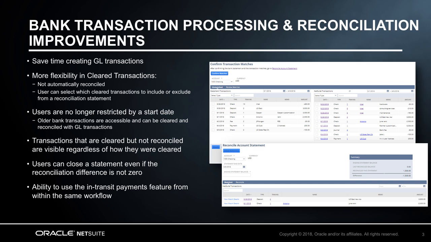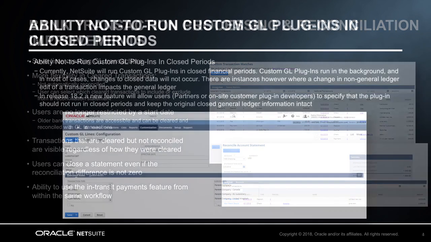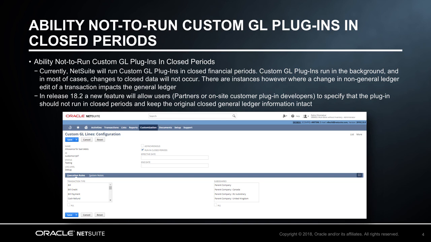The previous version, Reconcile Account Statement, followed the same concept, but for 18.2 has been split into two pages. 1. Confirm transaction matches, only matching and reviewing matches, and 2. Reconcile account statement, only for reviewing cleared transactions, confirming which cleared transactions you want in a statement, and lastly, closing the statement. The Custom GL Lines plugin modifies the general ledger impact of standard and custom transactions.